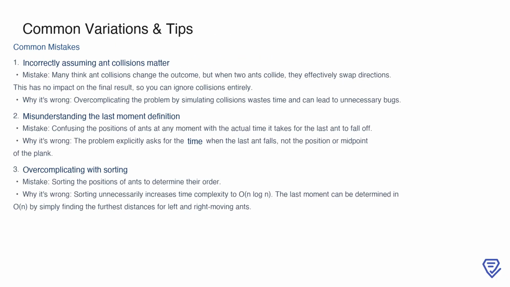One of the most common mistakes in this problem is incorrectly assuming that ant collisions matter. When two ants collide, they essentially swap directions, but this does not affect the outcome. Each ant continues toward its respective edge, so you can safely ignore collisions. Overcomplicating the problem by simulating these interactions not only wastes time but can also introduce unnecessary bugs.